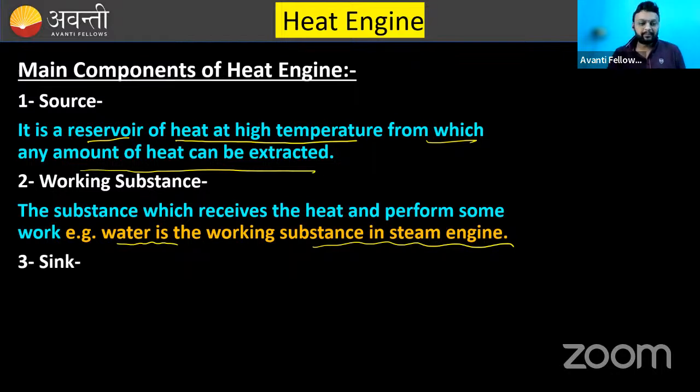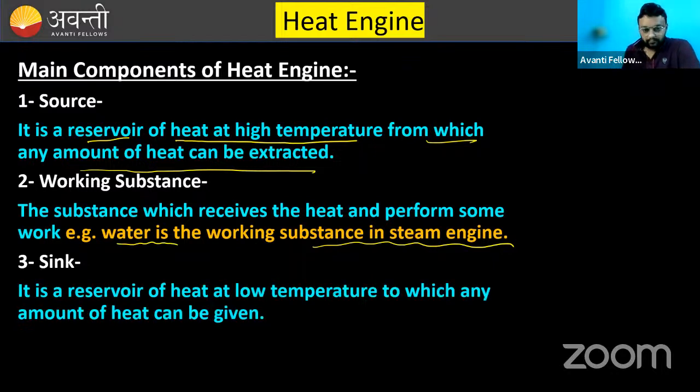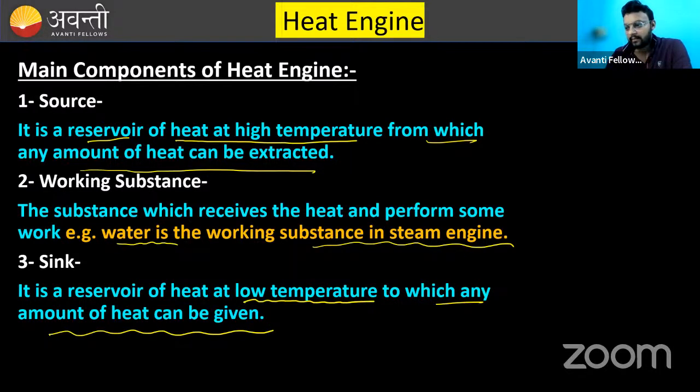Then there comes the sink. What is the sink? A low temperature body to which any amount of heat can be given. I think this point is clear. What are the main components of a heat engine? Source, sink, and working substance. Source is a high temperature body, sink is a low temperature body. Clear? Moving further.